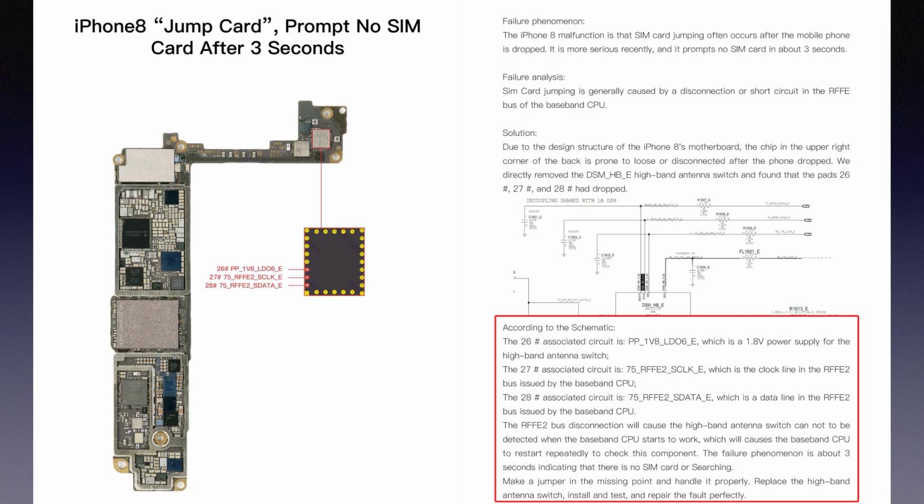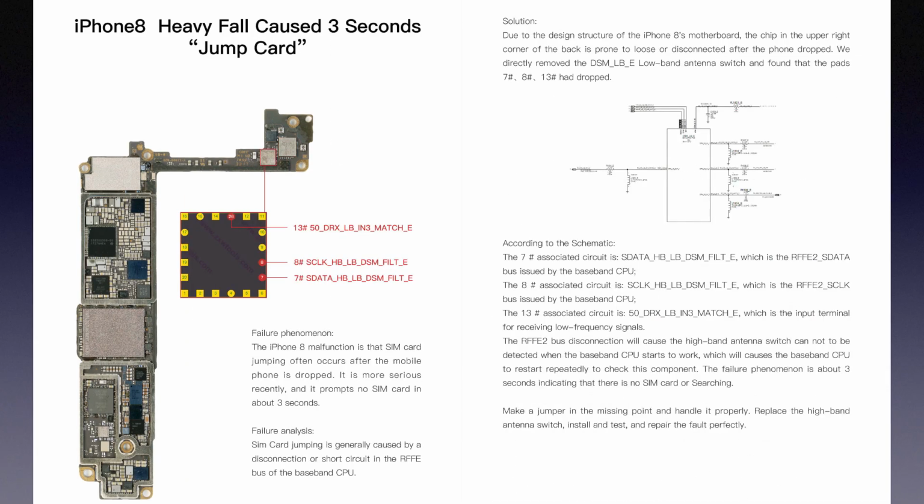The failure phenomenon is about 3 seconds, indicating that there is no SIM card or searching. Make a jumper at the missing point and handle it properly. Replace the high-band antenna switch, install and test, and the fault is repaired perfectly. Case 3. iPhone 8 heavy fall cause 3 seconds jump card.